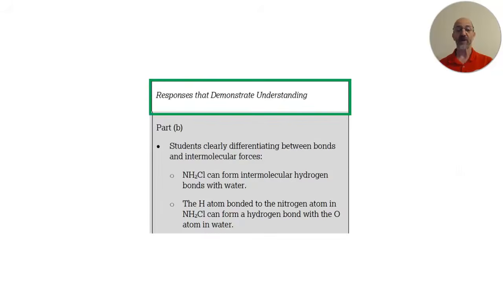So now what I'm going to show you is from the Chief Reader Report. I've highlighted responses that demonstrate understanding in green, and then you'll see when I switch from green to red that I show you examples of student mistakes. So what did students do well on this question? Well, if they clearly differentiated between chemical bonds and intermolecular forces, that was good. They talked about intermolecular hydrogen bonds with water, that the hydrogen atom bonded to the nitrogen atom in the NH2Cl molecule can form a hydrogen bond with the oxygen atom in the water.